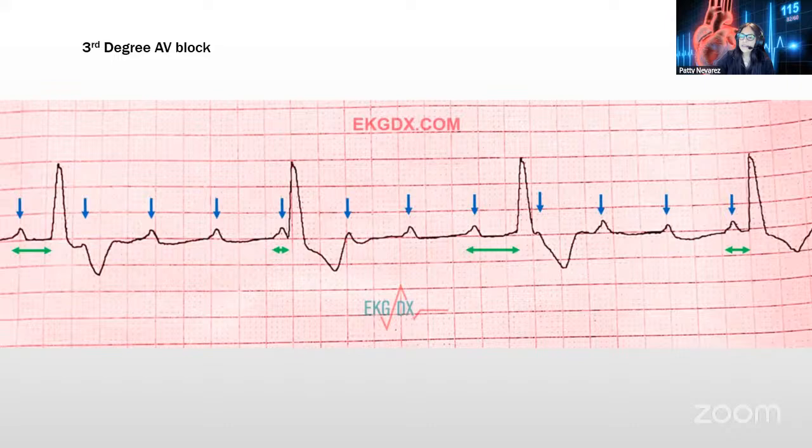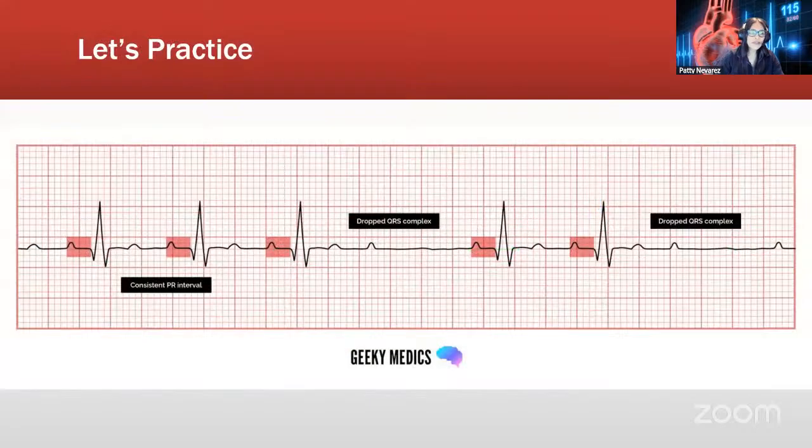Let's practice. Okay, so in this practice, thanks to Dikimedics, let's see if we can figure it out. I like this image because they are helping us a little bit, giving us some information. And this is what we should be practicing to do as we keep seeing more strips.